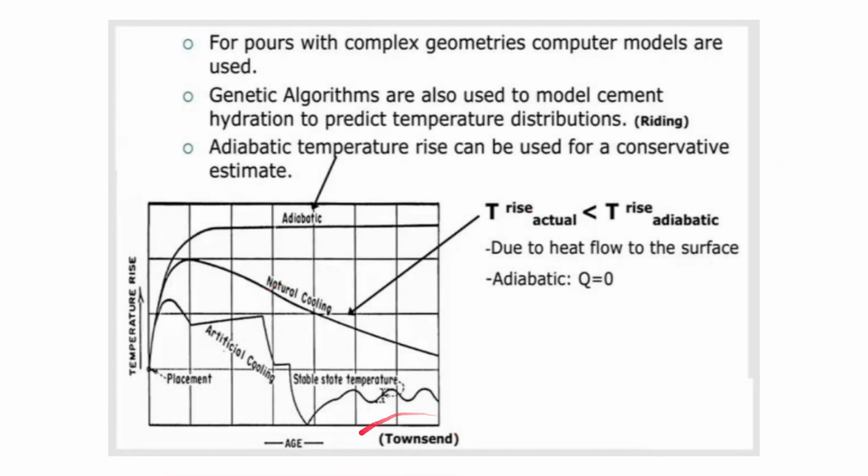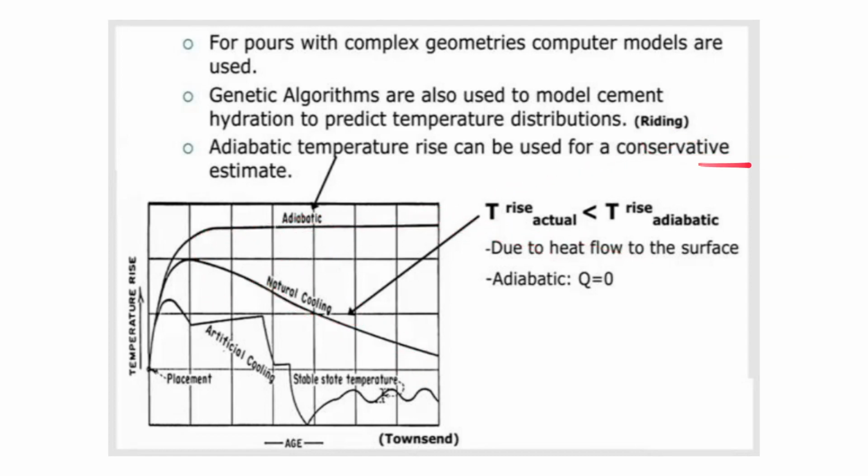As we can see here, there is a plot of temperature rise with age. In the adiabatic case, there is no transfer or loss of heat, so it has the maximum temperature rise. With natural cooling, there is an increase but it gradually decreases. In the artificial cooling case, the temperature rise is lesser and there is faster cooling. From this we can find that the temperature rise in actual conditions is lesser than the temperature rise in the adiabatic case.